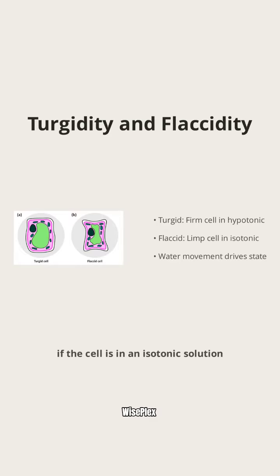On the other hand, if the cell is in an isotonic solution, water movement is balanced and the cell becomes flaccid, meaning it is not as firm. Flaccidity can make plants wilt as the cells lose their firmness. These states are directly influenced by the tonicity of the surrounding solution.